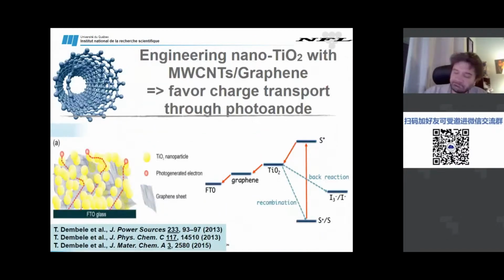So in the case of Gretzel's dye-sensitized solar cells, the typical sensitizer are dye molecules. So these are large organic molecules which absorb photons in the visible, infrared, near infrared, depending on the molecule. Now here, what we were trying to do is to engineer the photoanode structure by inserting a very small amount of carbon nanomaterials, typically multi-wall carbon nanotubes or graphene. And our hypothesis was that the insertion of this nanomaterial would favor charge transport through the photoanode.